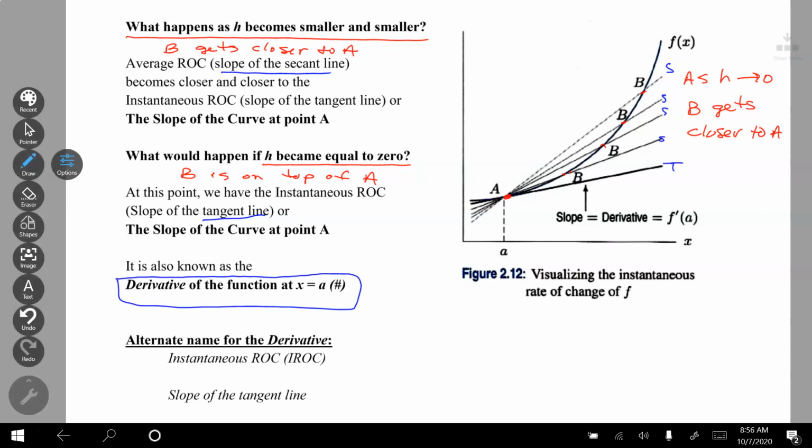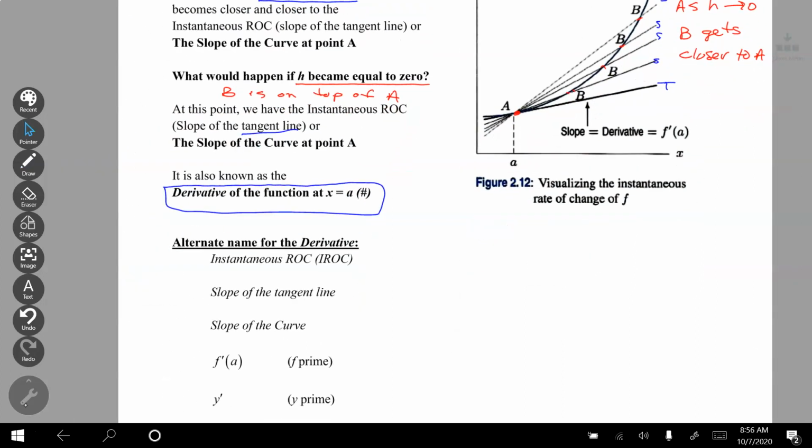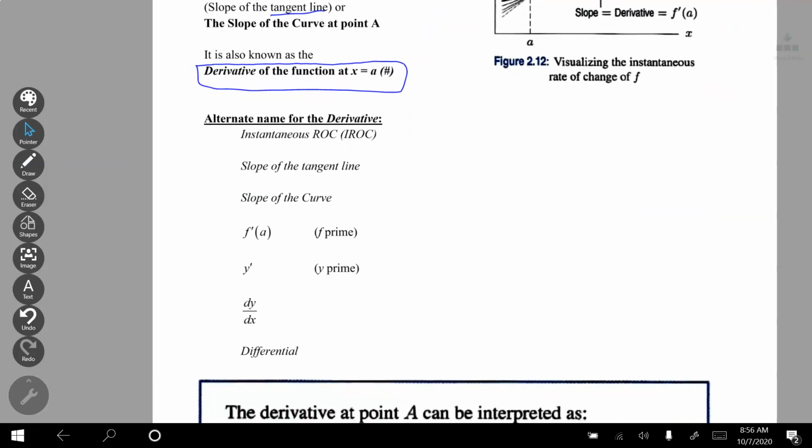Okay? And that's what we're working on, finding derivatives. This whole unit, probably the next couple units, it's all about derivatives. And the idea is that in math, we do have synonyms. So if I say any of these things: instantaneous rate of change, slope of the tangent line, slope of the curve, f prime of a, y prime, dy over dx, derivative, differential, these are all synonyms to the word derivative.